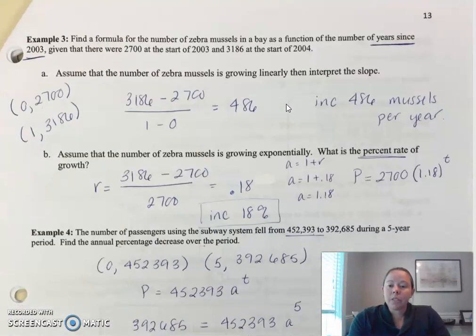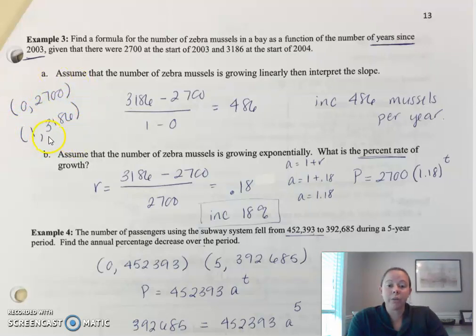All right, so here's another example. Find a formula for the number of zebra mussels in a bay as a function of the number of years since 2003. Notice I underlined that. Of years since 2003. That's our year 0. Given that there were 2,700 at the start of 2003 and then 3,186 at the start of 2004. I see 2 ordered pairs right there, and that's what I wrote. T equals 0, we have 2,700 mussels, and a year later, 3,186.